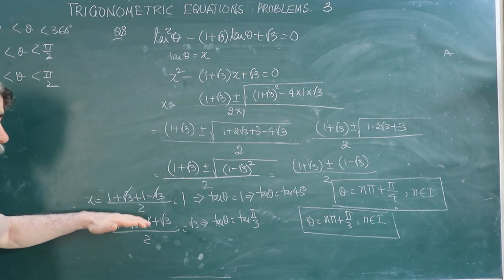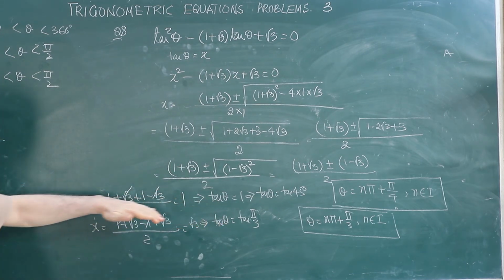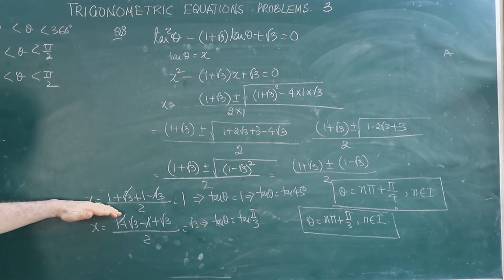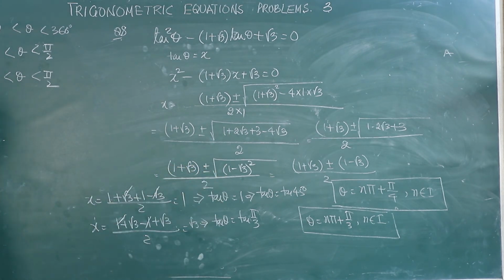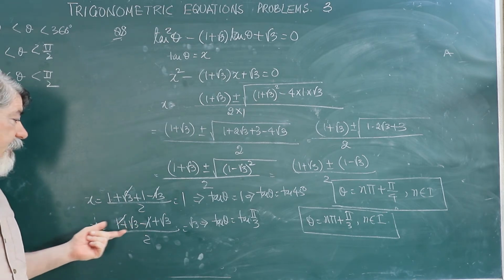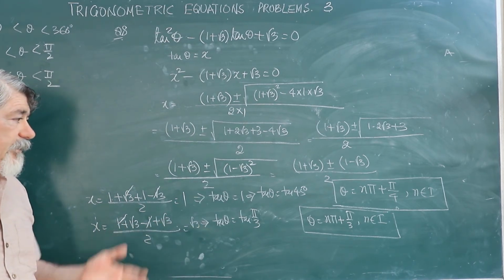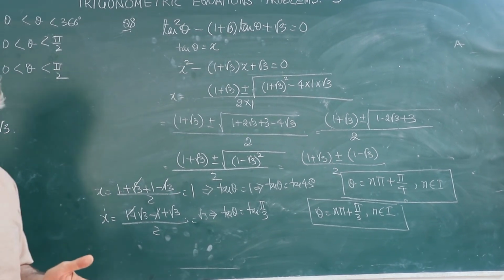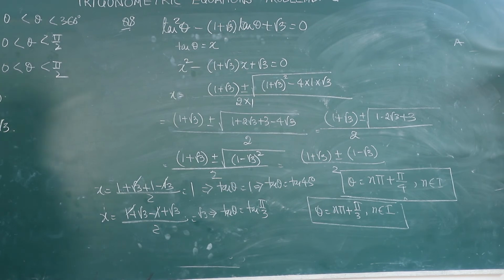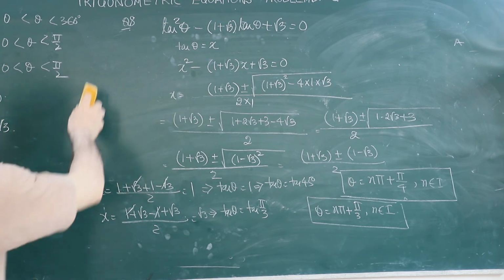So from the two equations, we've got two general solutions corresponding to this equation. With plus, I got theta is equal to n pi plus pi by 4, where n belongs to set of integers. And with the negative sign, I got the value of theta as n pi plus pi by 3, n belongs to set of integers. This was question number 8. Let's see 9 now.